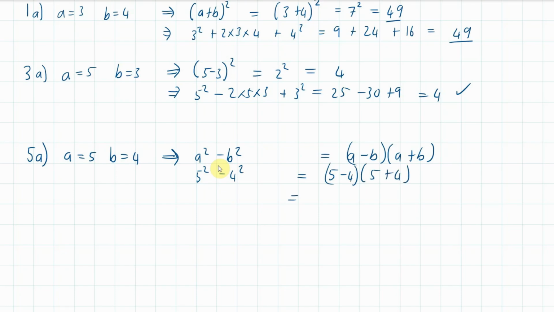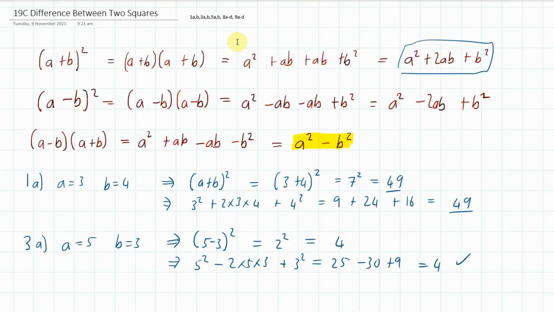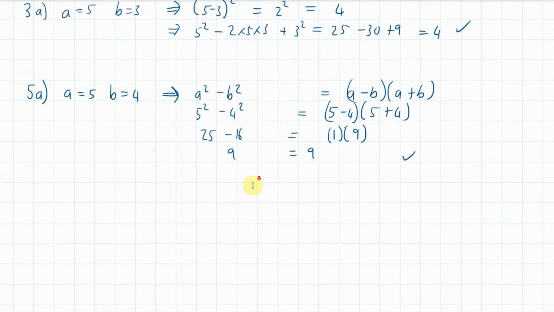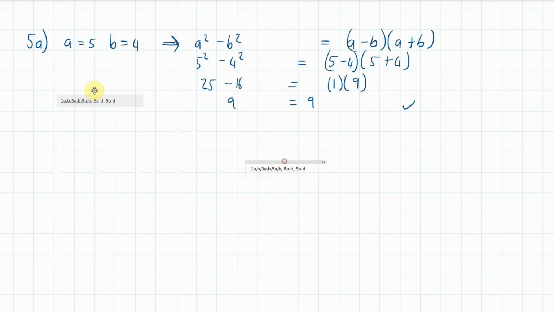Let's go down. 5 squared take away 4 squared, that's 25 take away 16, and on the other side we've got 1 in the first bracket times 9 in the second bracket. So we've got 9 on the left hand side and we've got 9 on the right hand side. So yes, what we've proved by expanding is also true. Now I have a number of other questions I need to do. I'm not going to do all of them because this is already getting very long. Let's just pop these down here.